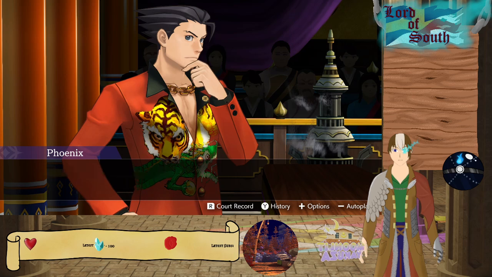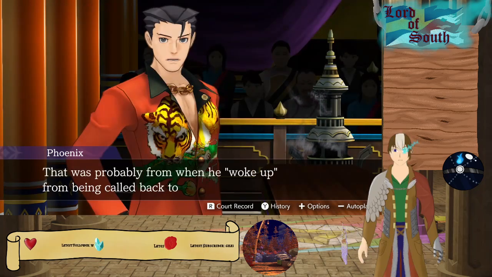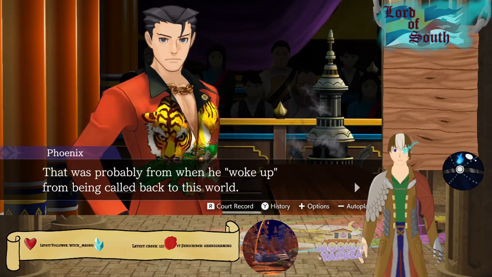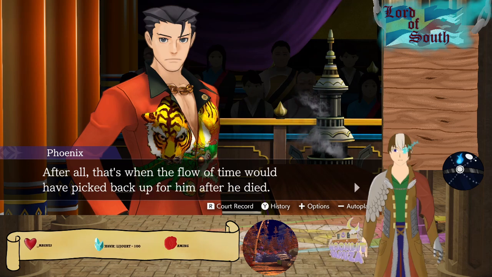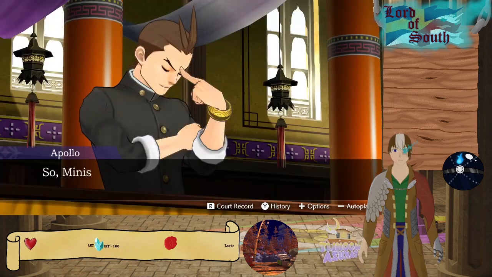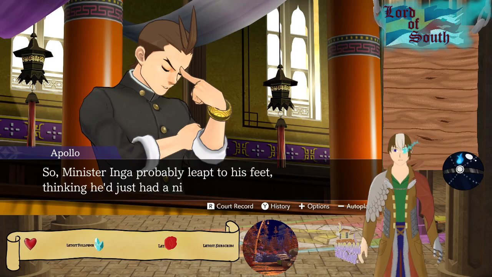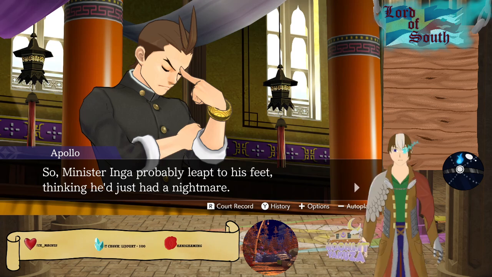So then Inga's scream. That was probably from when he woke up from being called back to this world. After all, that's when the flow of time would have picked up for him after he died. Yeah, didn't they say something like that? They don't know how much time has been going by. But it basically is like from point A, jumping, and then point B. So basically the scream was him getting a knife stuck in his back. And then he was just waking up like, oh shit, I'm dead.